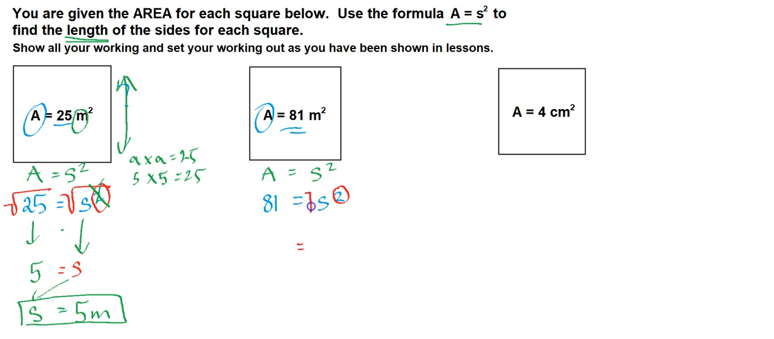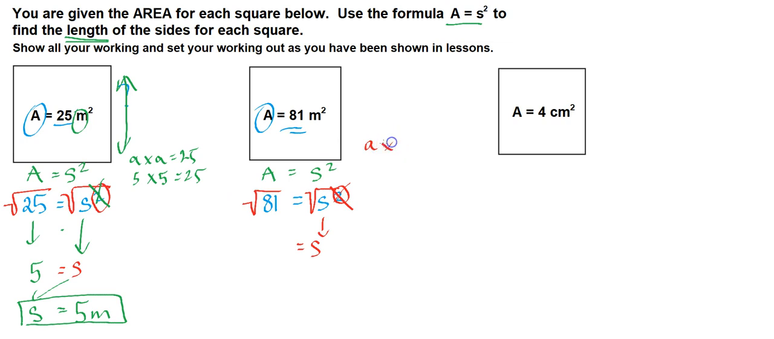So how do I do that? I get the square root of S squared. Now that cancels out squaring because the square root is the opposite of squaring. So I'm left with S, which comes down. And on this side, I do the same thing. I find the square root of 81.